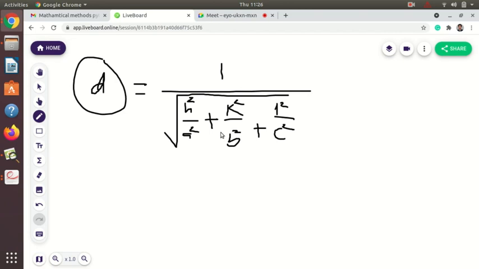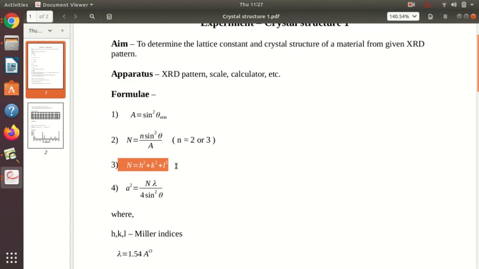So a can come out of the square root, and we can write here 1 upon a, and 1 upon a will go to the numerator. So for cubic structure, we can write d equal to a upon square root of h square plus k square plus l square, which I will write as n. Here you can see, for simplicity, we have written n.